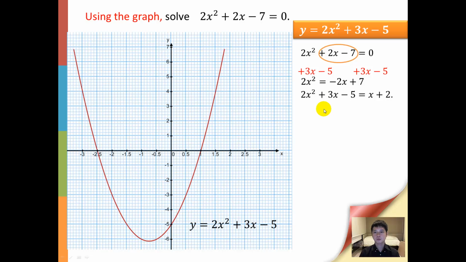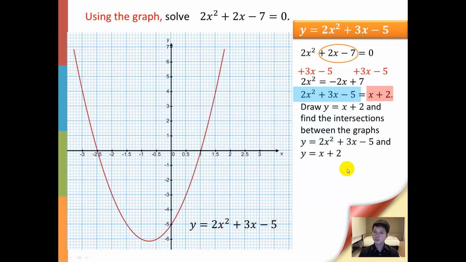This means that we need to find the intersection points between the quadratic curve that we have drawn and y equals to x plus 2. The question is, how do we draw y equals to x plus 2? In order to plot this straight line, we will need a table like this. You can use any values of x that you can find on the x-axis. Well, the easiest one to use is of course 0, 1 and 2.